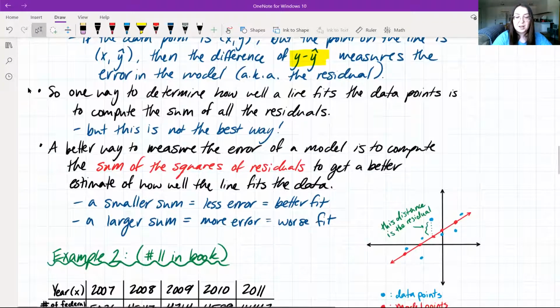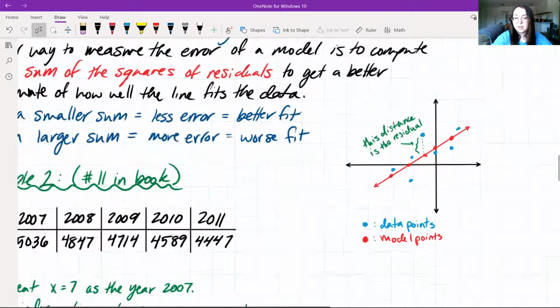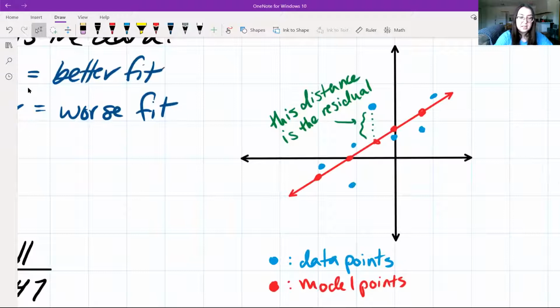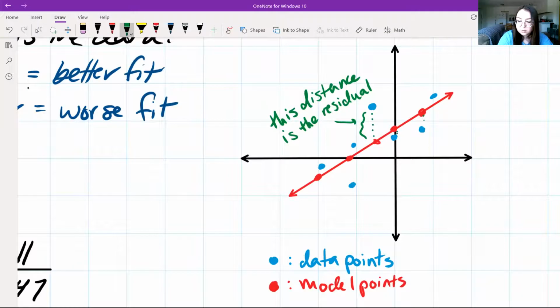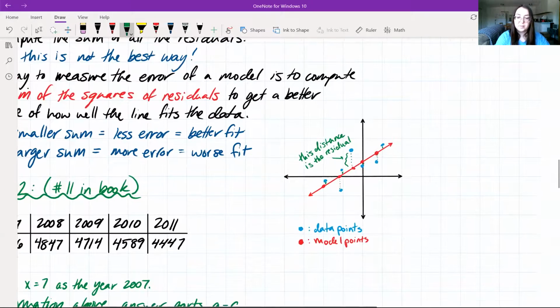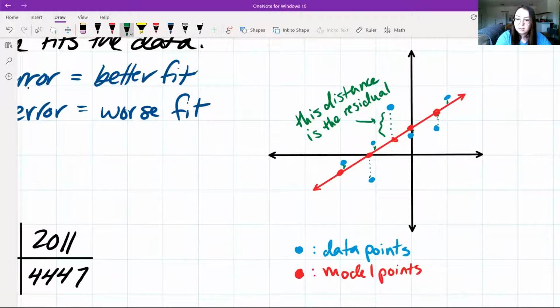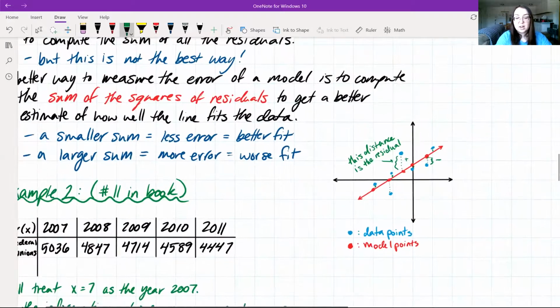So one way we can determine how well a line fits the data points is to compute the sum of all the residuals. So if we're looking at our picture here, we would be finding the distance between each one of these points here, and we would be adding these distances all together. A negative distance, this would be a negative distance, and here this would be a positive difference since it's above and then below. So we would add all of these up together.